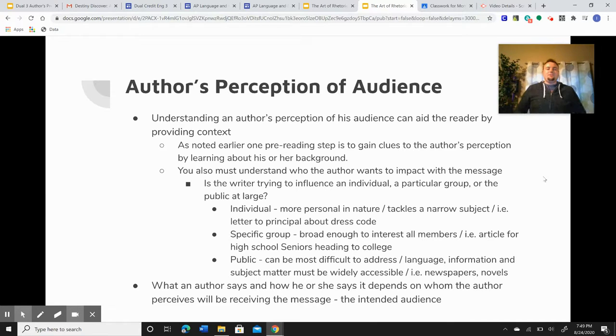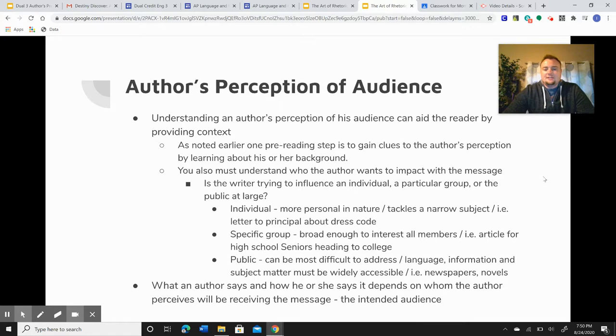You have to understand who the author wants to impact with the message. Are they going at an individual, a specific group, or are they going for the general public? Because there's different tactics there. Individual, you can be more personal. It's going to tackle a narrow subject. And as we move up, try to hit specific groups. Then that broadens out a little bit more. And when you do the public, you have to be as broad as possible, just because there's so many conflicting ideologies. When you're looking for the public, that's going to be newspapers, novels, that type of thing.